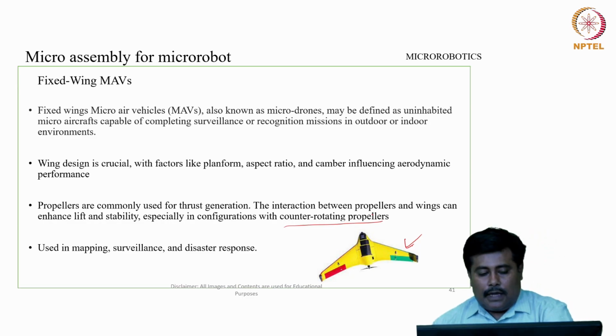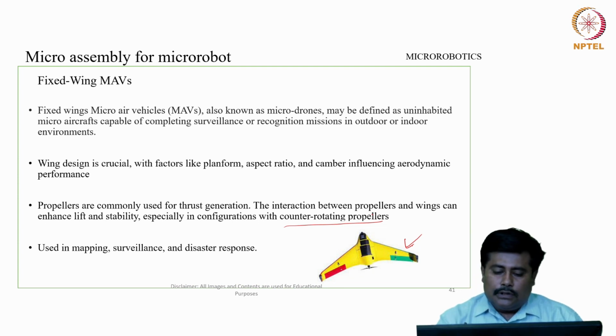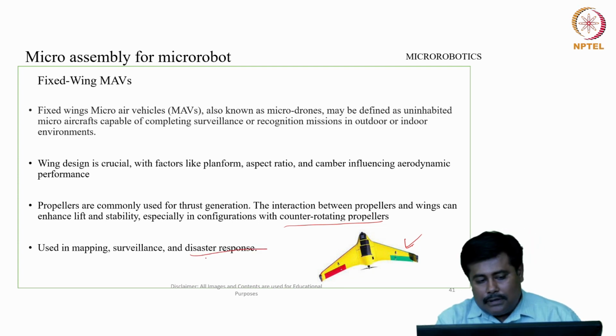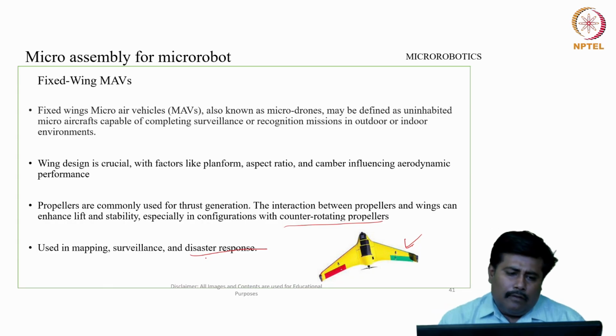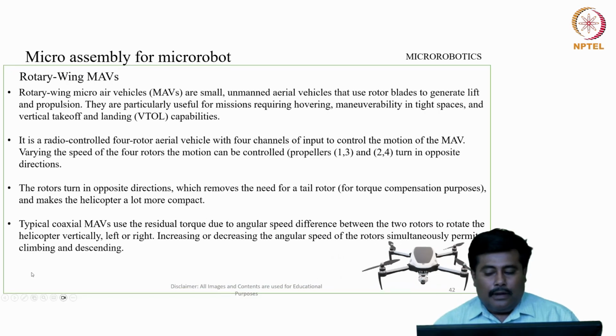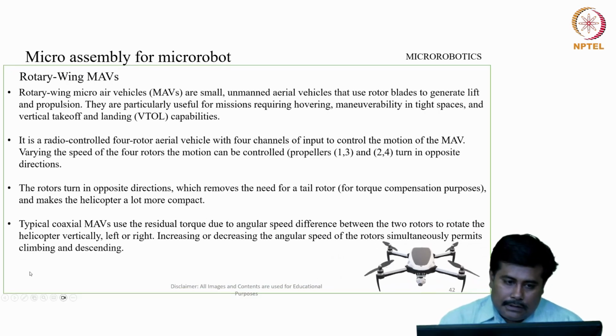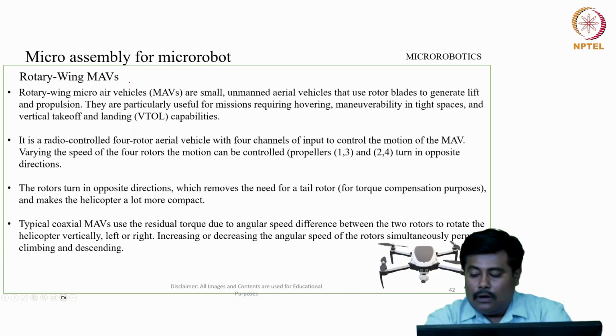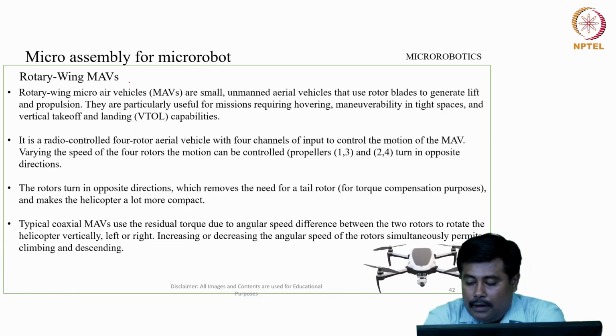Now in most cases it is used in mapping, in surveillance, and also in disaster response as and when it is required. So these are some of the major characteristics with respect to the fixed wing micro aerial vehicle. This is the second type, which is called the rotary wing micro aerial vehicle.